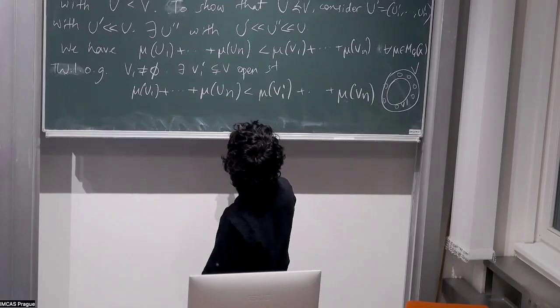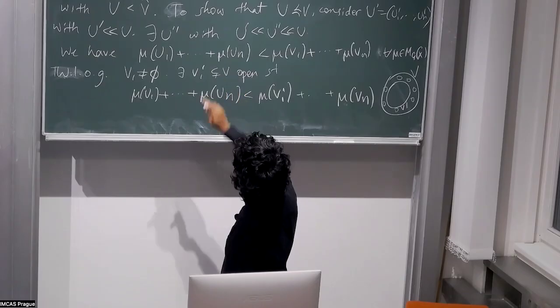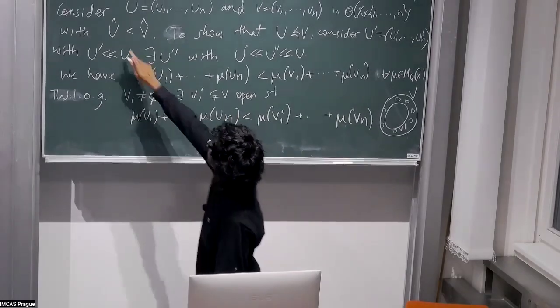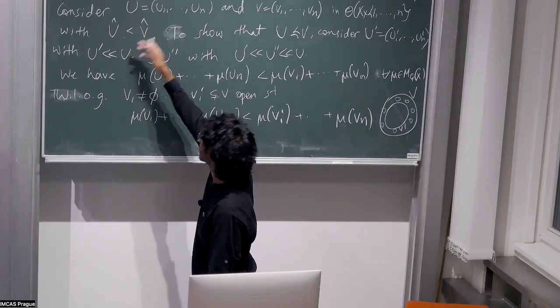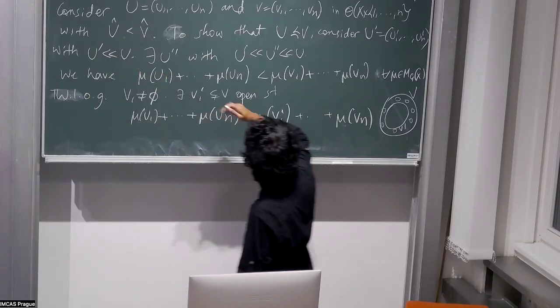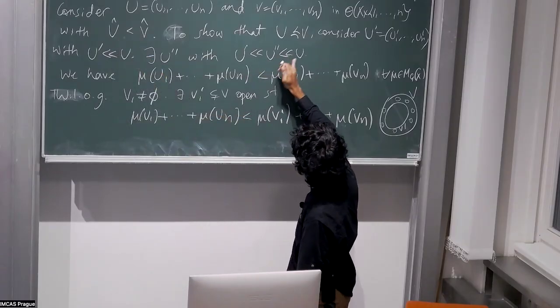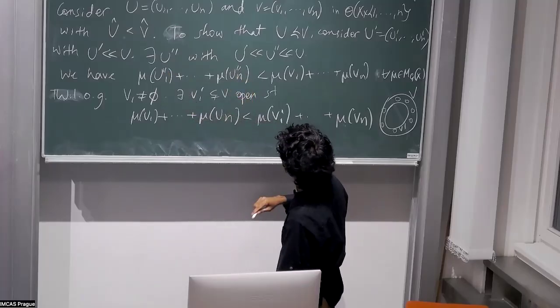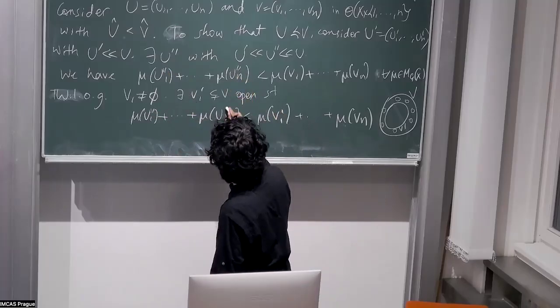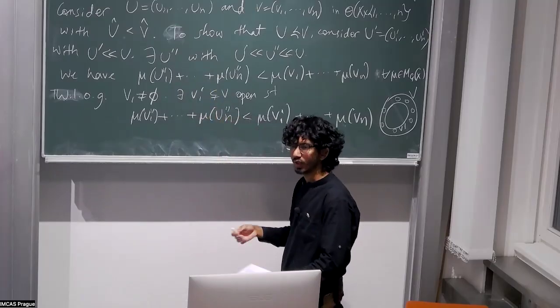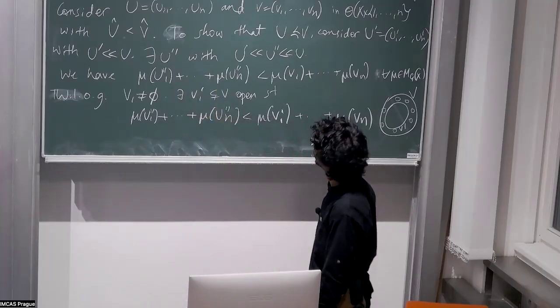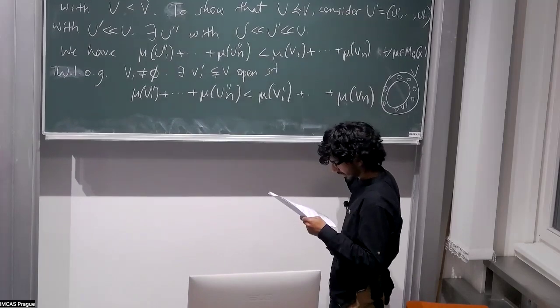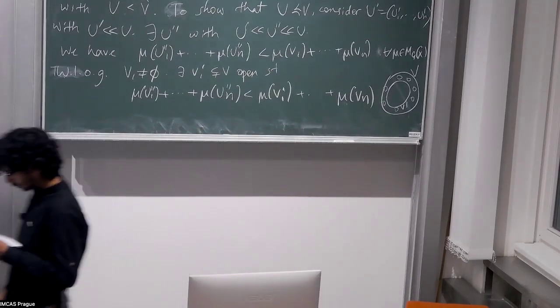Okay, wait. Since the measure of u was smaller than the measure of v, and u double prime is way below u, you also have the same relation for u double prime, right? So you can still do this thing because each of the ui double prime is contained in the ui.